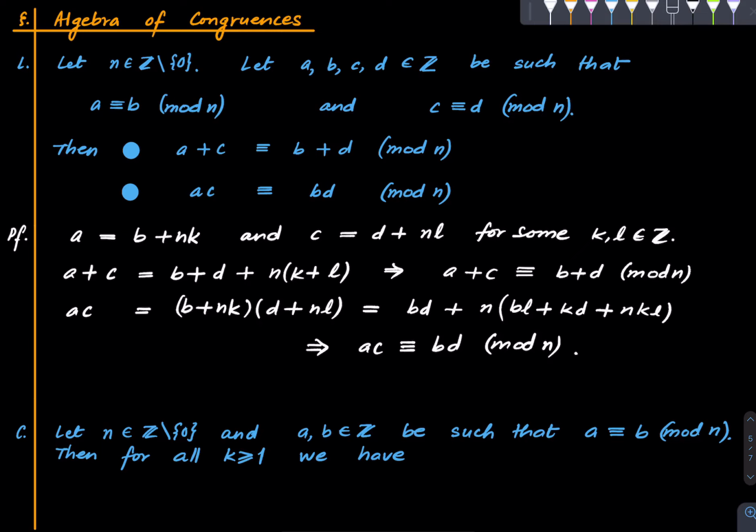And the corollary of this lemma is this: again we have a non-zero integer n, and two integers a and b, such that a is congruent to b modulo n. Then for all positive integers, in fact for all non-negative integers, a to the k is congruent to b to the k modulo n. k equal to 0 is also fine, because then this becomes 1 and that is also 1. But I've stated it only for positive integers.